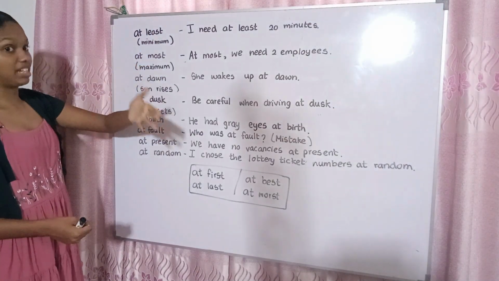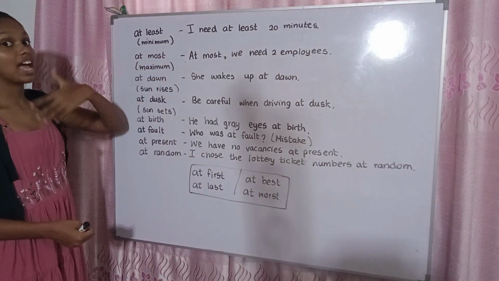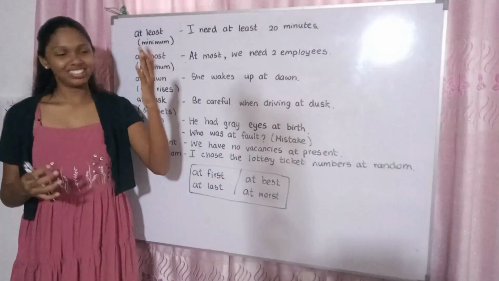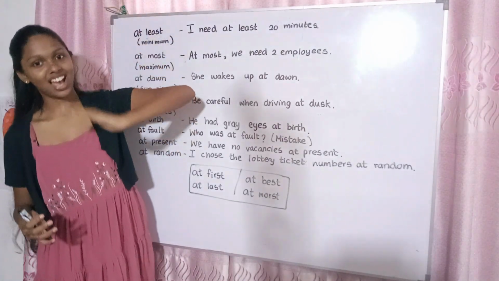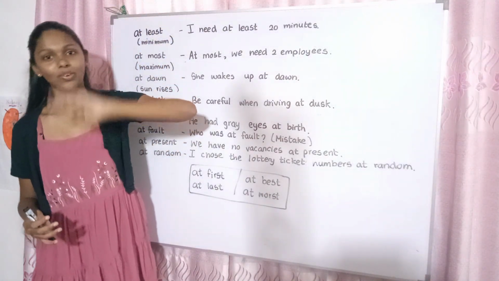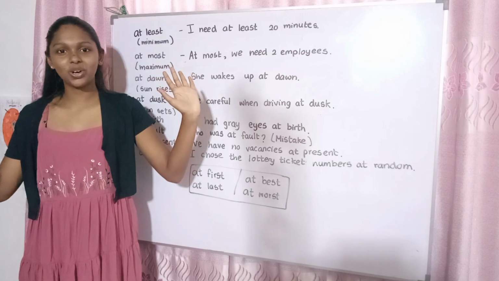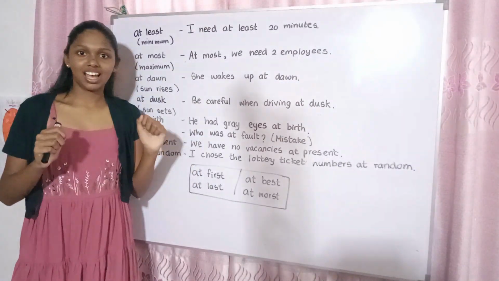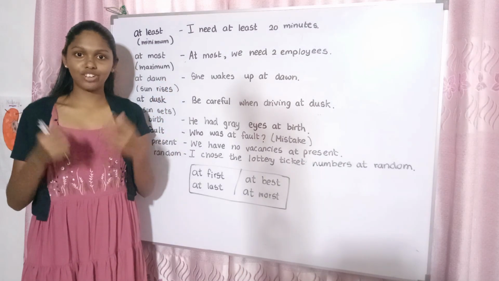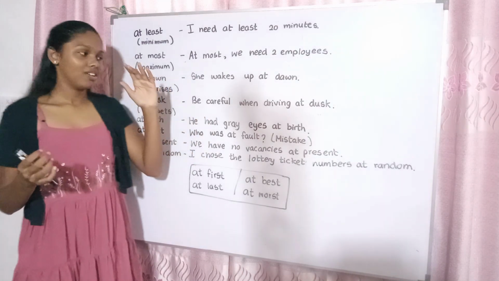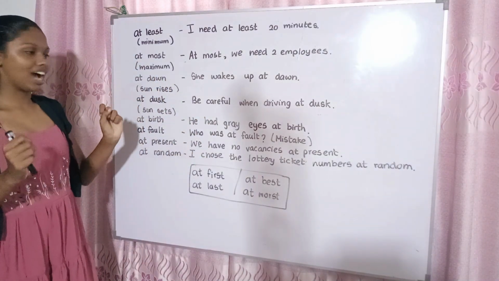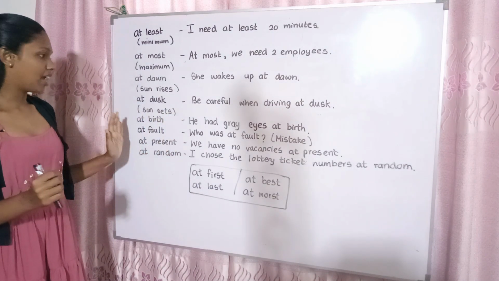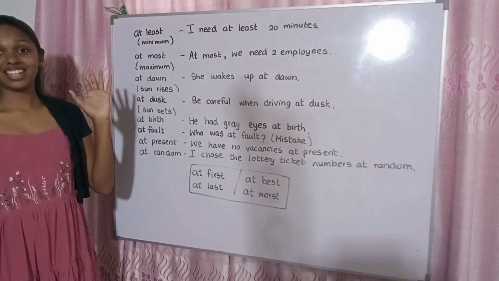Let's look at them one more time. At least, at a minimum range. At most, maximum. At dawn, if you are doing something at dawn, it means the sun rises, like waking up at dawn. At dusk, you are driving and someone tells you, be careful when driving at dusk. It means when driving, be careful when the sun sets. At dusk, the sun sets.